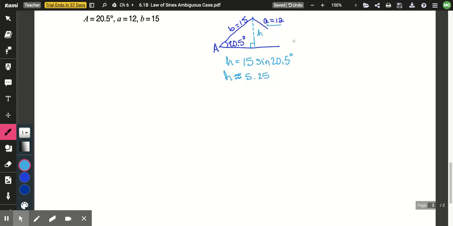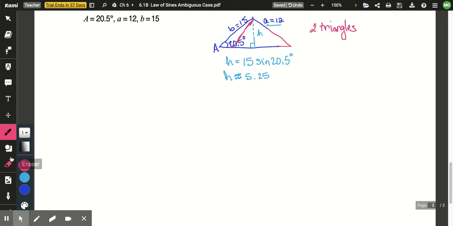Now, since this side over here is 12, that means it's definitely long enough to make it all the way to the other side. So it will definitely make it over here, as the shortest distance is 5.25. If it were less than 5.25, it wouldn't be long enough to make it to the bottom, even if I went directly there. Now that also means that I could make this triangle by putting this side back this direction here. So this one is actually two triangles. And because it's two triangles, that means I have to solve both of them.